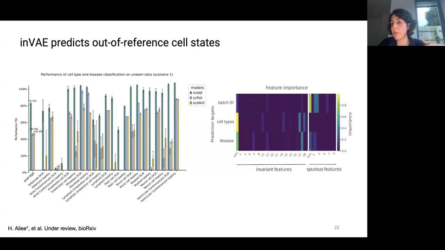And we wanted to know what the important features are that the model might use for making these predictions. For predicting the batch ID, because this is a spurious correlation, we expect the model to only use the spurious features. And this is actually what we observe: the prediction of the batch ID significantly depends on the spurious features. And for the cell type and the disease, we expect the invariant features to be the major drivers of the predictions. And this is quite nicely observed in the results.